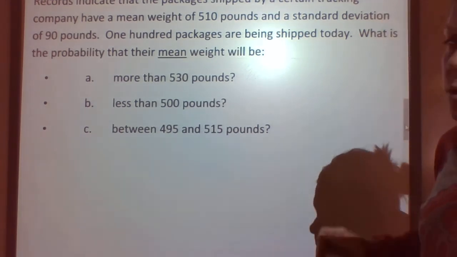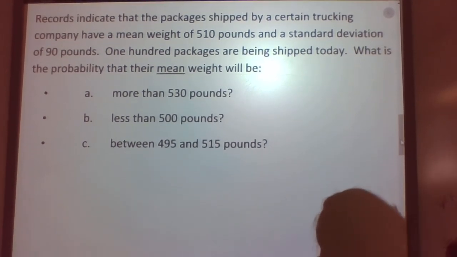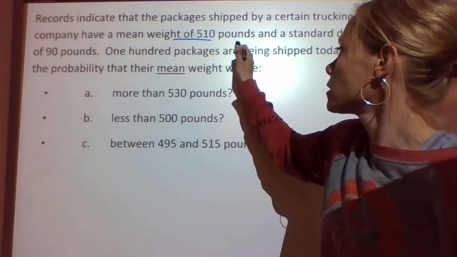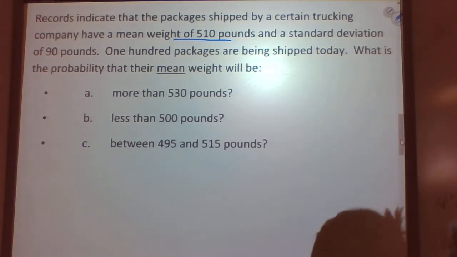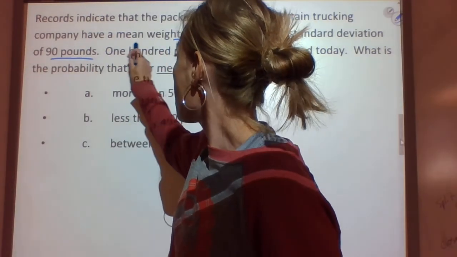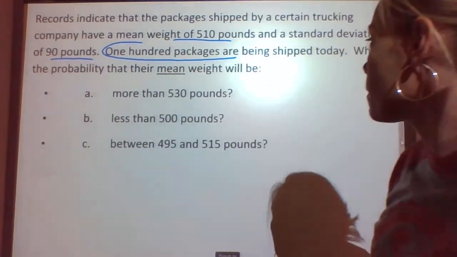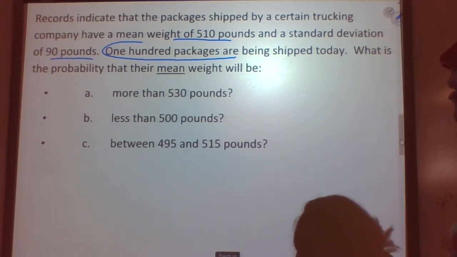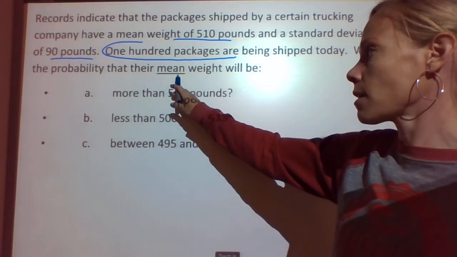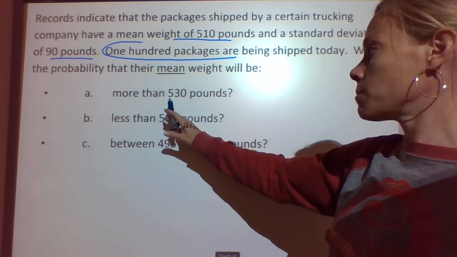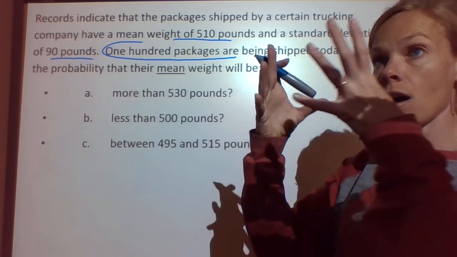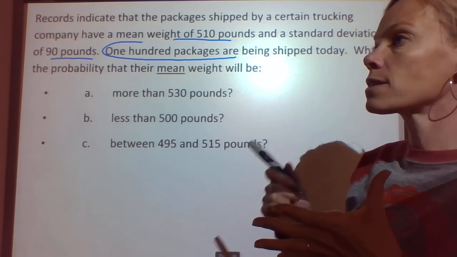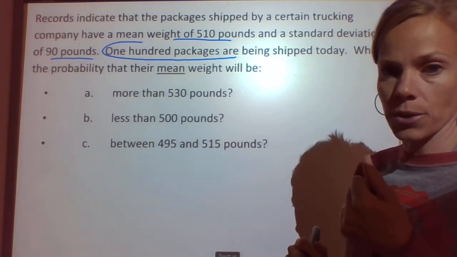There. Okay. So it says records indicate that the packages shipped by a certain trucking company have a mean weight of 510. Right? So that's important information. And a standard deviation of 90. 100 packages are being shipped today. That's my N. What is the probability that their mean weight will be, right? So this is talking about not just one package will be more than 530 pounds. It's saying that the average of the 100 packages, if I took the average of all 100 packages, what then is the probability that it's more than 530 pounds?